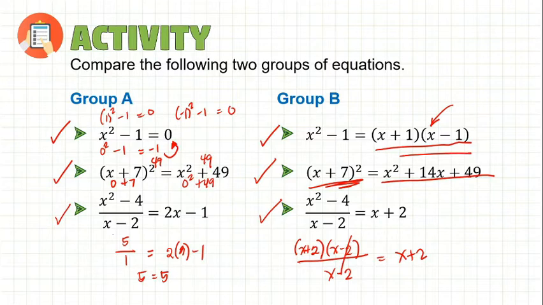So comparing the two equations here, for group A, there are only some values of x that will satisfy the equation, while for the equations in group B, all values of x will satisfy the given equations. Okay, so those are the differences of the two groups of equations here.